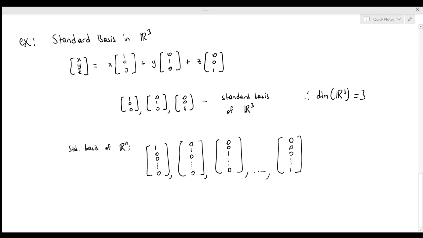Likewise, for Rn in general, the standard basis will consist of n vectors. And because you have a basis with n vectors in it, you can say that the dimension of Rn would be equal to n. And every basis for Rn is going to have n vectors in it.